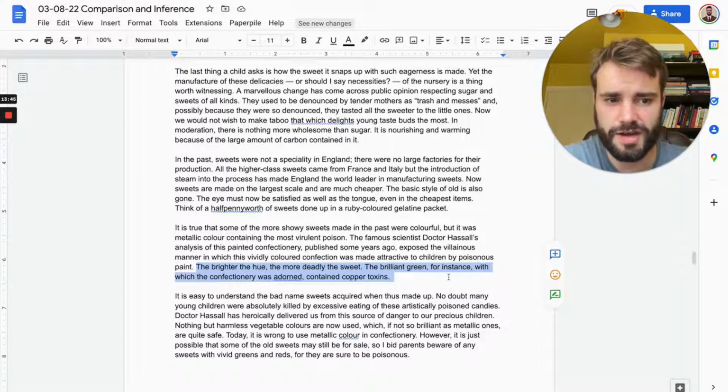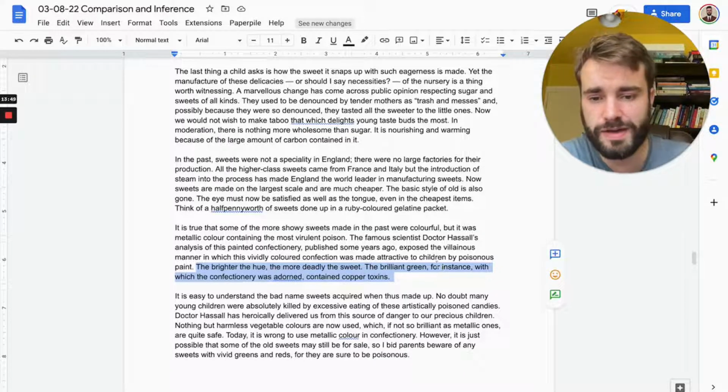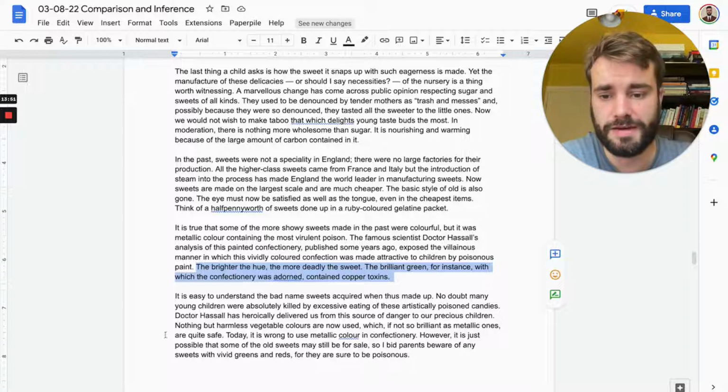So you can infer the writers also worried about the possible effect of these sweets, especially in the past, but might also be glad that they no longer make them that way.